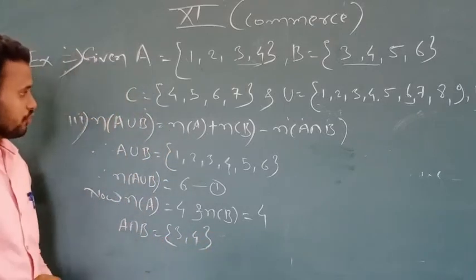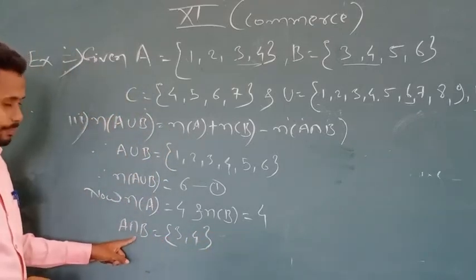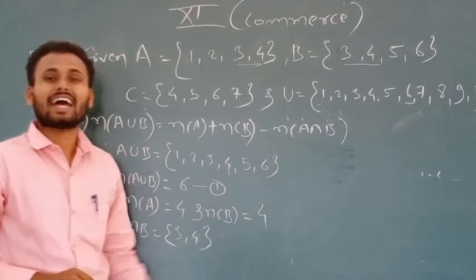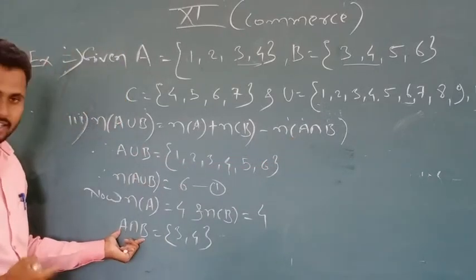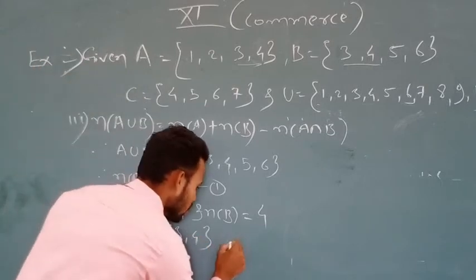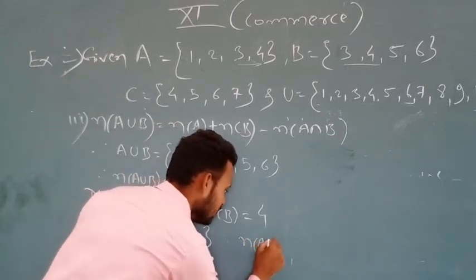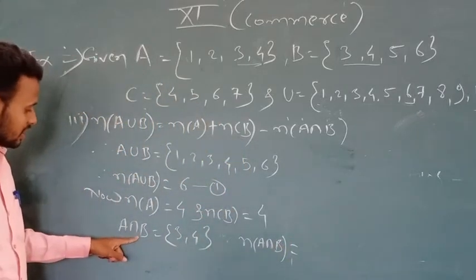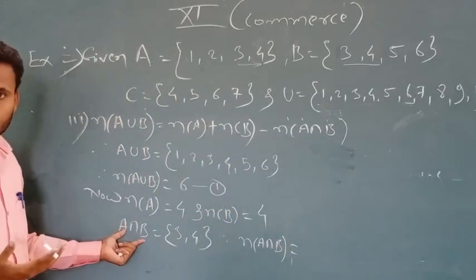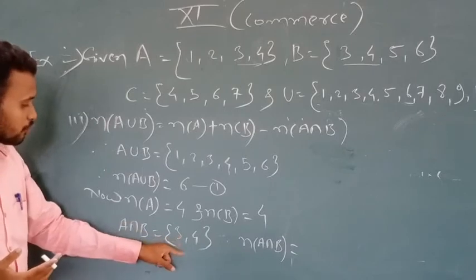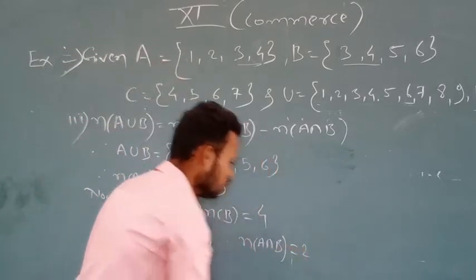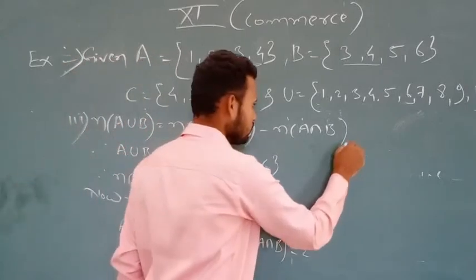A intersection with b we get. Therefore, what do we need? The number of elements of that set, or the cardinality of that set. Therefore, we got a intersection with b. Next line, I can say therefore n of a intersection with b is equal to the number of elements in set a intersection with b. How many elements are in set a intersection with b? There are only two elements. Therefore its cardinality we get 2.